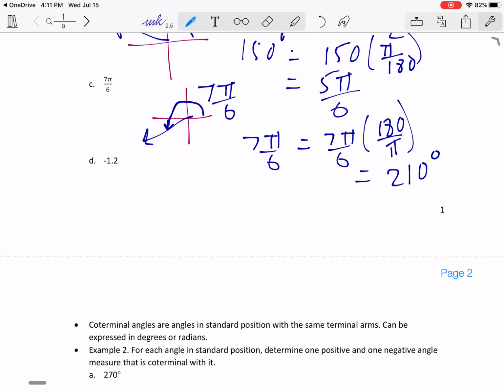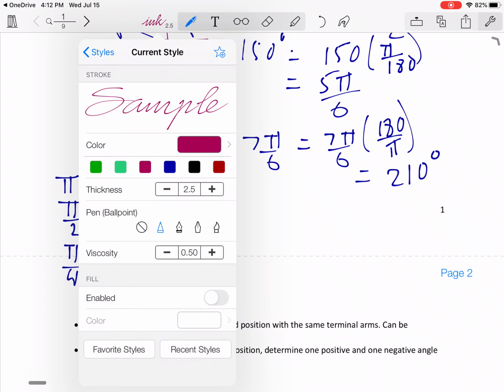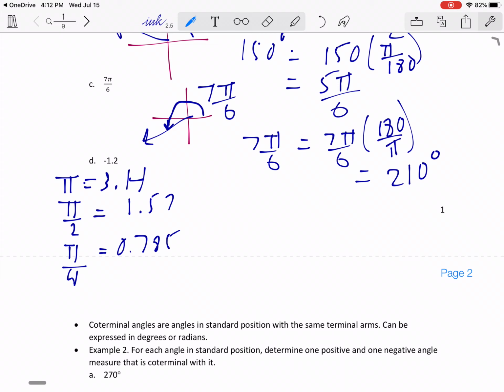Okay, the last one here, negative 1.2. If we're not sure where exactly negative 1.2 is, we can look at the fact that pi is 3.14. Pi over 2, so 3.14 divided by 2, is 1.57. Pi over 4 is 3.14 divided by 4, that's 0.785. So where we are then is in between these two.